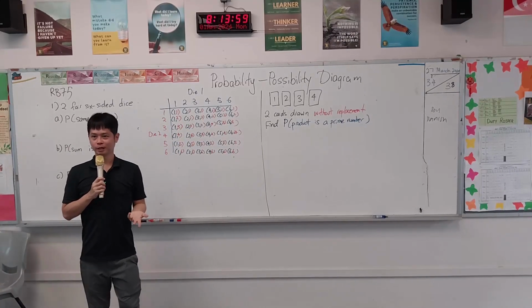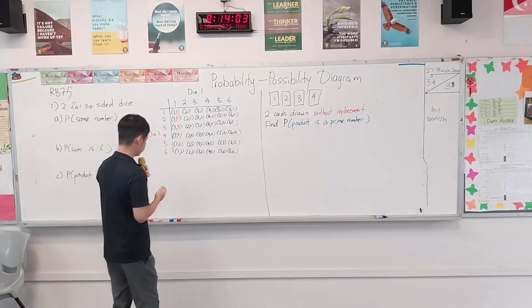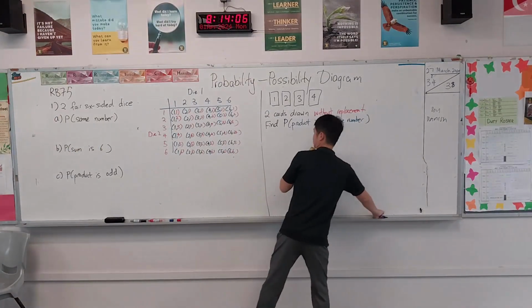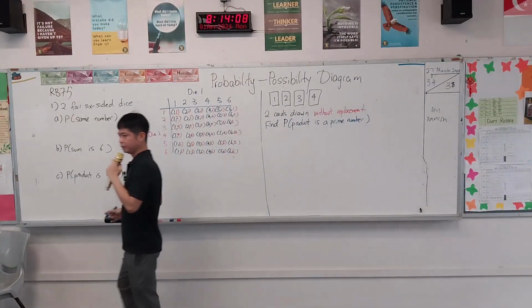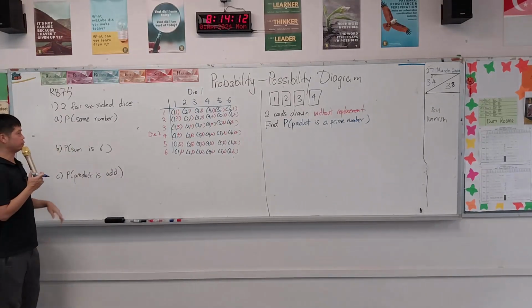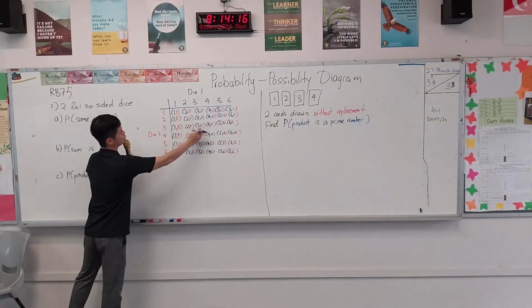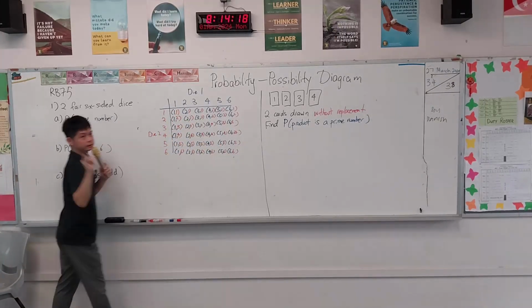Then you must be asking, it's quite obvious. I spent so much time drawing this for what? Okay, but the question sometimes does ask you to list out all the possibilities using a diagram. So we just learn from it. So the answers will be 1, 2, 3, 4, 5, 6. There are 6.